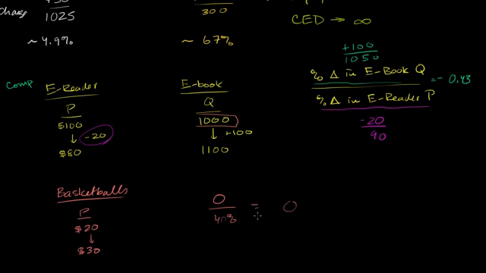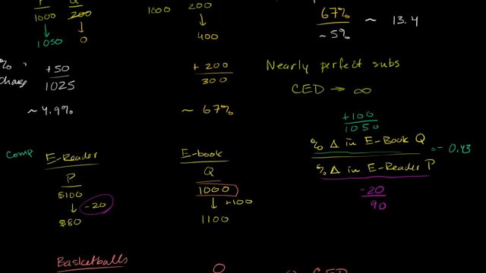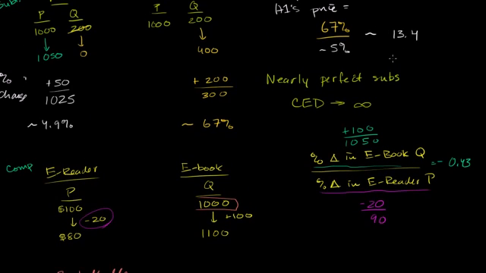So for unrelated products, where the price change in one of them does not affect the quantity demanded in the other, it makes complete sense that you have a 0 cross elasticity of demand. If they're complements, you would have a negative cross elasticity of demand. And if they're substitutes, you would have a positive one. And the closer the substitutes they are, the more positive your cross elasticity of demand is going to be.